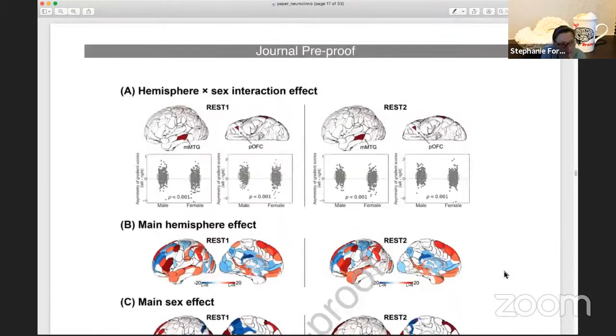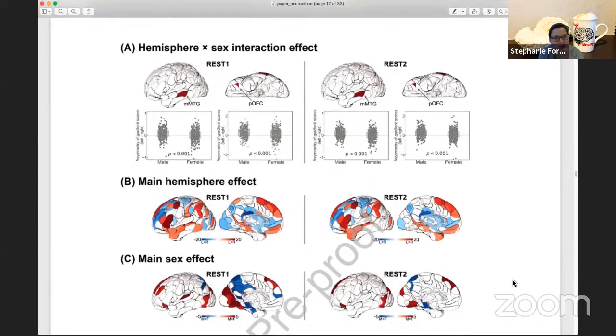I have a question in that case. One of the figures, it looked like, here we go, the posterior middle temporal gyrus seems to be an important region. Is there a hypothesis in the paper why that region shows such an effect between hemispheric and sex interaction?